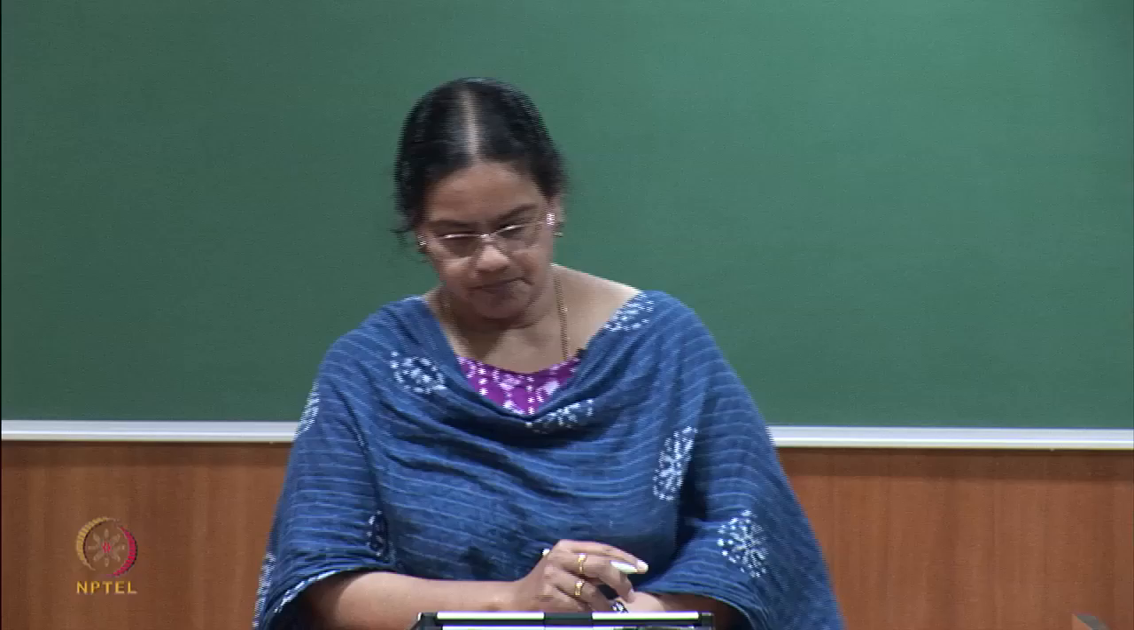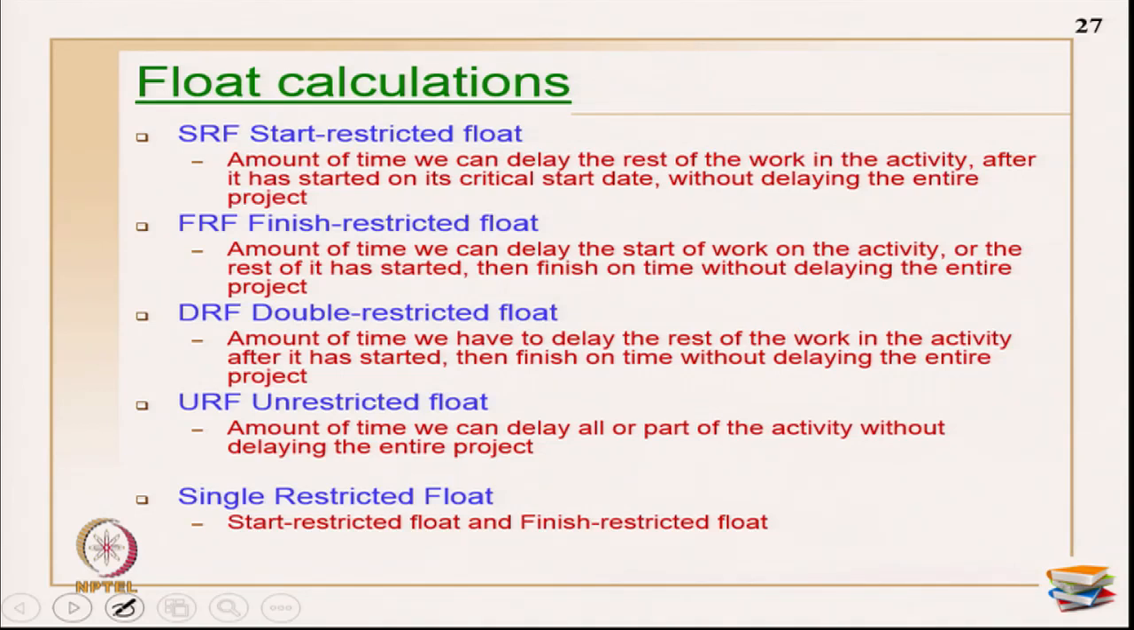Okay. So, now there is another group of researchers who have worked on interruptible activity execution. The method of calculation is different, but the answers you will get are almost the same. They have used float formulas only for the activity, there are no relationships worked out, and they have defined the floats in a different way. One is called start restricted float, defined as SRF, the next is finish restricted float, FRF, the next is double restricted float, DRF, and the next is unrestricted float, URF, and then they also have something called single restricted float.